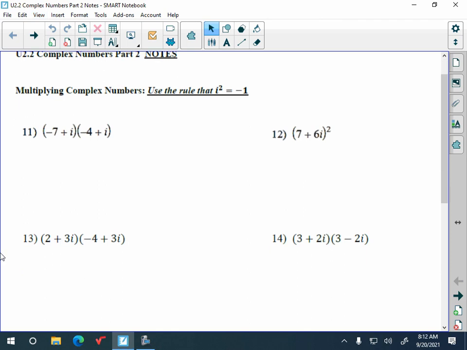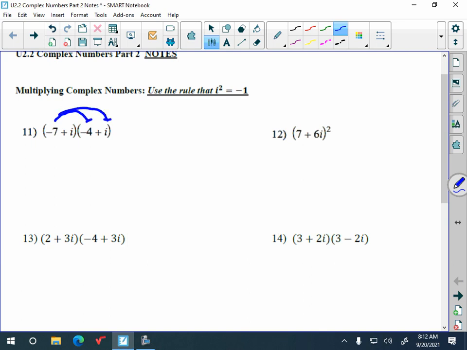All right, so we'll distribute the negative 7 over first. So it's going to be 28 minus 7i. Right, and then we'll take the i and distribute that over. So i times negative 4 is negative 4i. i times i is plus i squared.